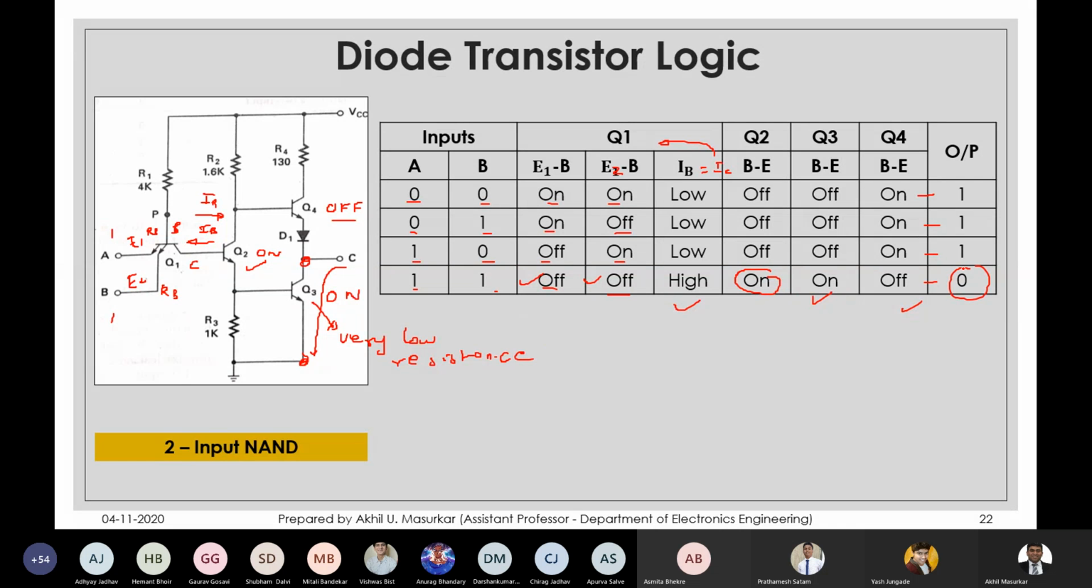So please copy this table. The diagram you have already drawn, only the table you have to draw. So as such, this table gives the complete explanation of the circuit.